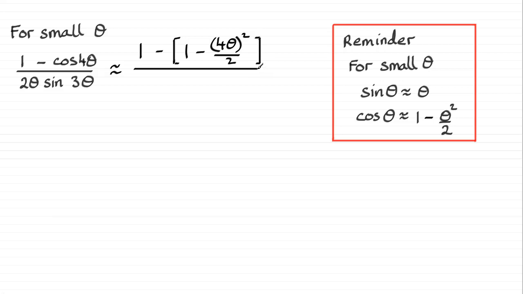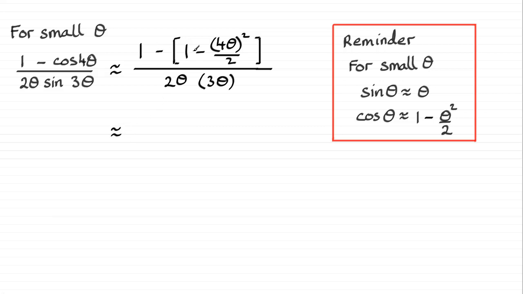And then in the denominator here we've got 2 theta, and in place of sine 3 theta I just replace the theta here with 3 theta, so it's going to be 2 theta times 3 theta. So it's just a question of simplifying this.